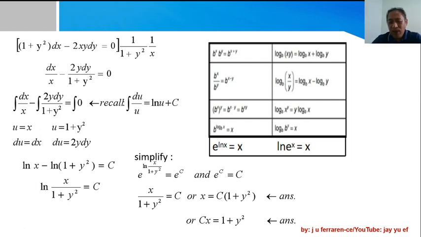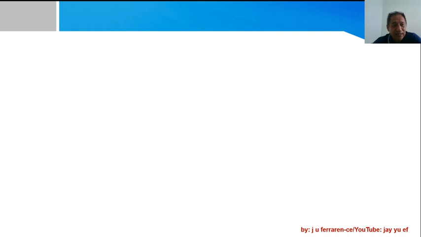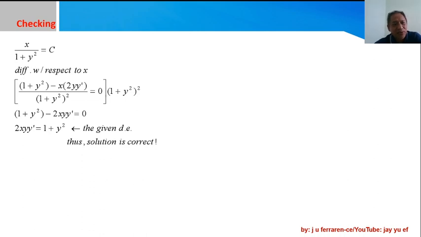Okay? Now, how to do the checking of answers? If we have to check our work, you do it this way. Eliminate your constant. So, there is a solution there where c is isolated. So, I will just isolate it, and do the differentiation with respect to x. And then, by formula, under the quotient rule, we come up with this, the square of the denominator. So, this is following the quotient rule.